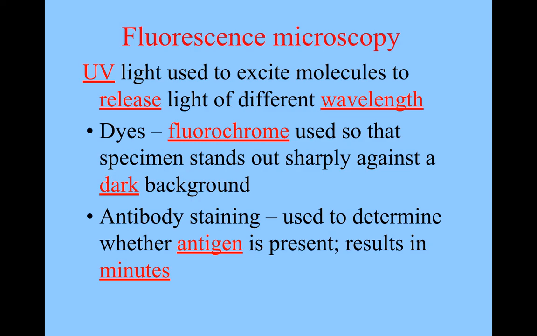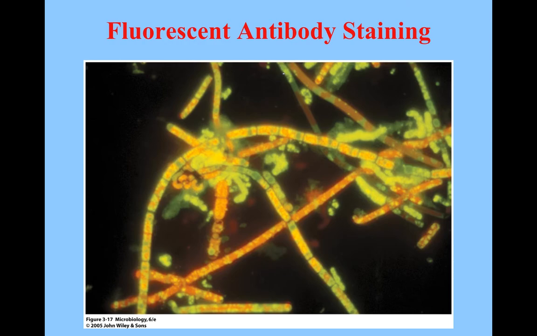Fluorescence microscopy, we talked about this property of light. This is when UV light is used to excite molecules to release light of a different wavelength, which is what we did with the stars Monday. With this, you can use dyes. Specifically, fluorochrome is used so that a specimen will stand out sharply against a very dark background. And you can use this for antibody staining, and it's used to determine whether an antigen, the foreign material, is present. And we can get the results in minutes. Here is what fluorescent antibody staining might look like.